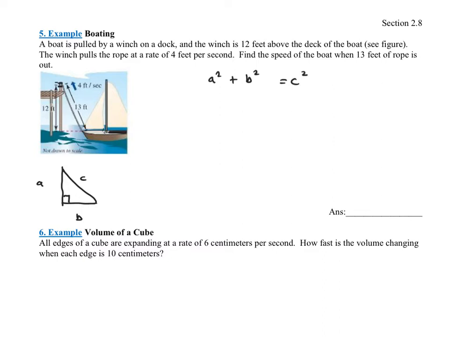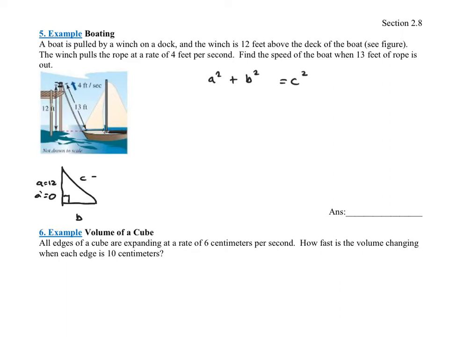Okay, let's also look at what each of these is. Let's think about A. A is given to us as 12. That is a fixed length. The height of that dock never changes. And remember, a derivative of something is the rate of change of something. So that is 12 feet high, and that never changes. So what's its rate of change? Its rate of change would be 0, wouldn't it?